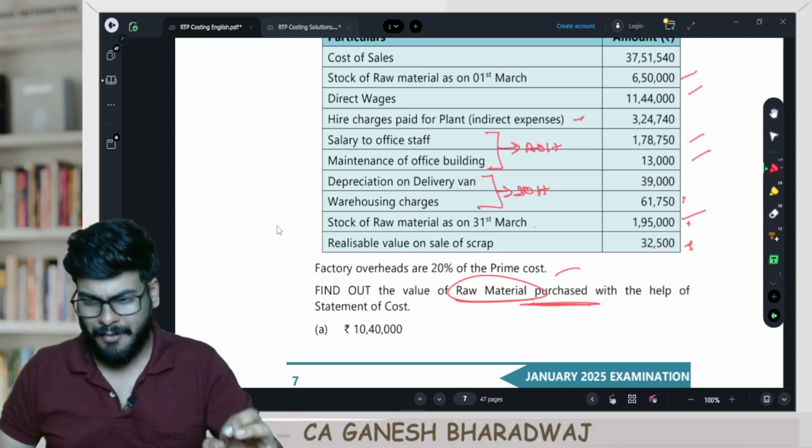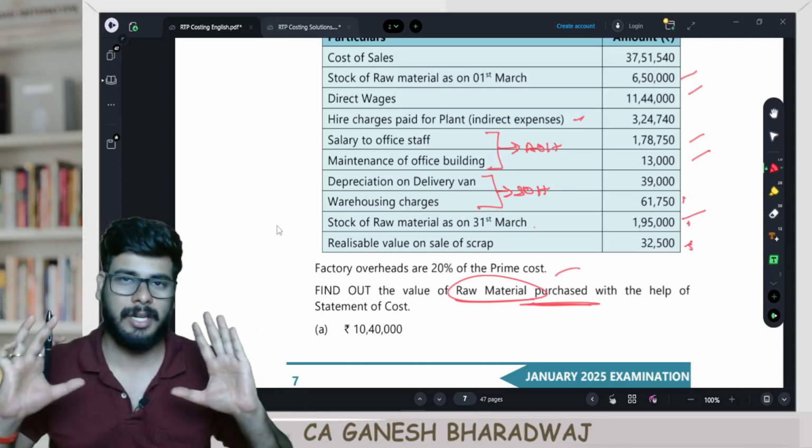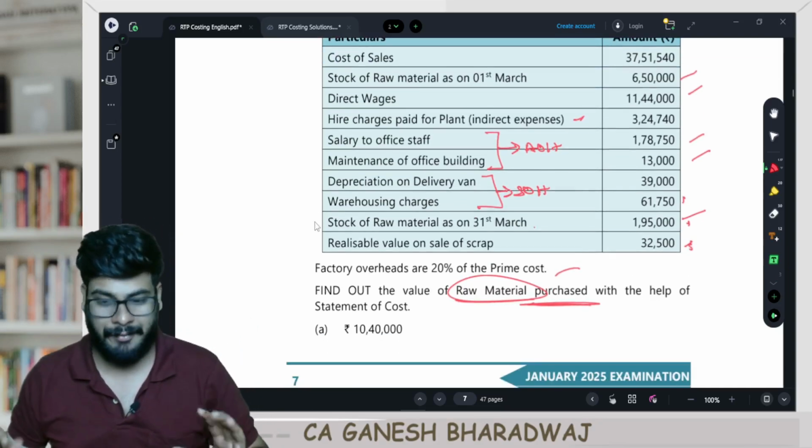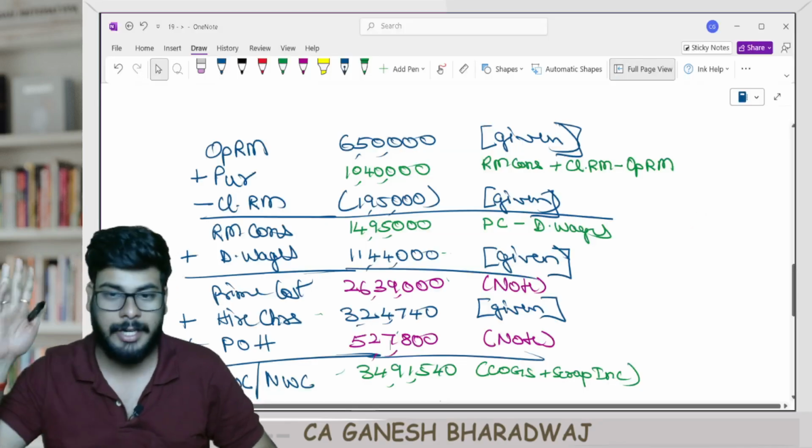Are you clear with this? Very simple and straightforward, time-tested approach. It will be helpful for you. Now, what I have done is solve this entire sum, and I will just present it to you right now.